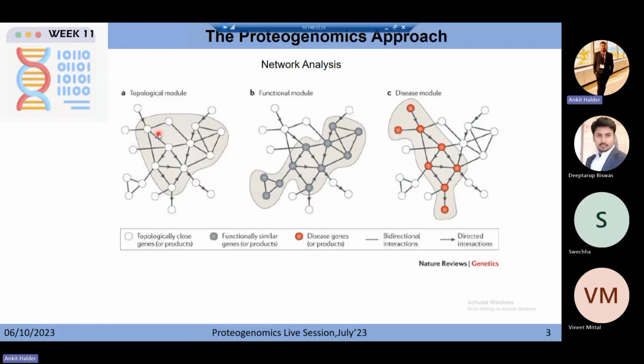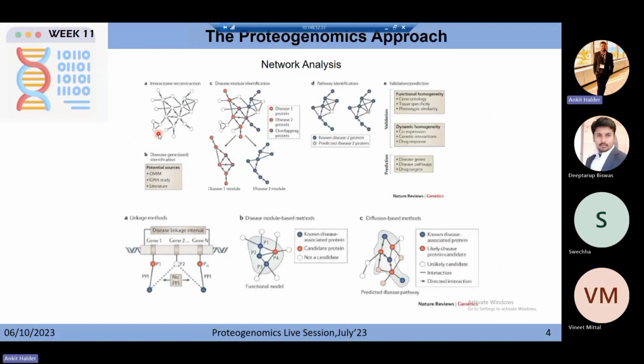So this is the schema of things which was taken into account when the different kinds of networks, how the clusters and networks can be formed, and how the algorithms can be chosen were considered. So first one was topologically close genes. Second one was functionally similar genes. Third one is disease genes.